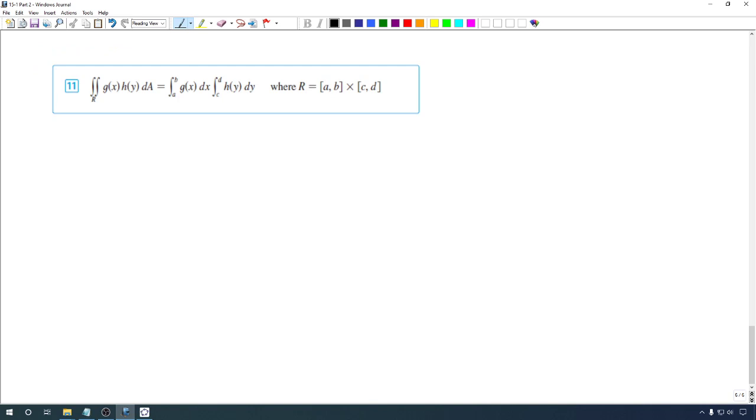Now, one last topic that we're going to cover in this section is the concept of average value.